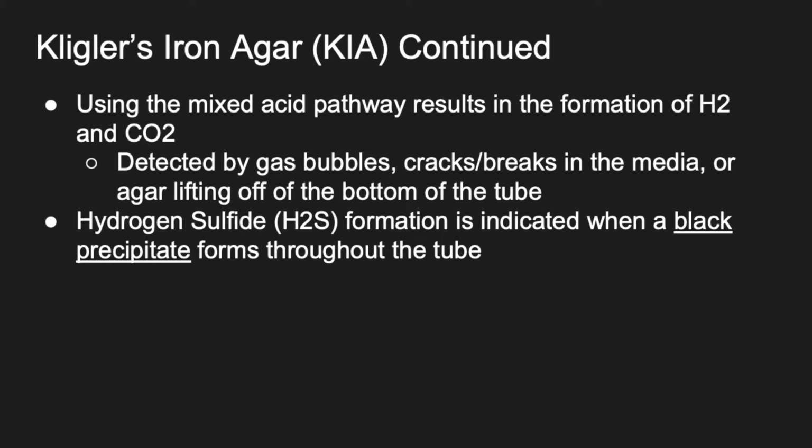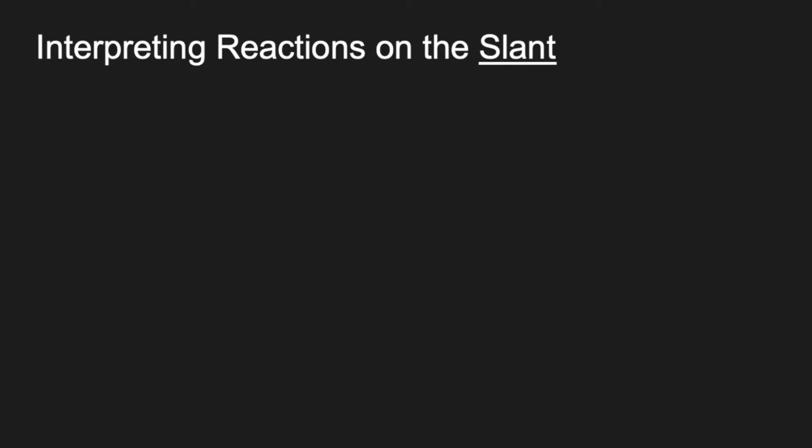So if we have hydrogen sulfide forming, we will see a black precipitate forming throughout the tube. So this next slide, we're going to talk about how to interpret reactions on the slant portion of the KIA tube. There's a slant portion that we have to read, and then there's a butt portion that we have to read. So let's first talk about the slant portion.